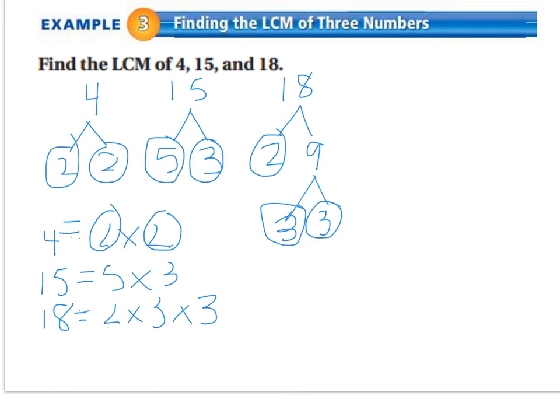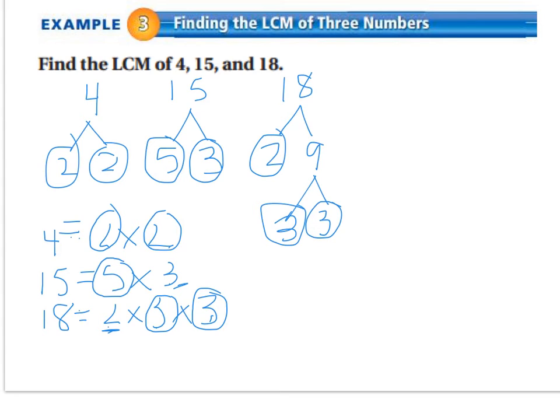And I see there's 1 3 in 15, but there are 2 3's in 18, so I'll circle the 3's that are in 18. And then there is just 1 5 in 15, so I need to circle that one. The extra 3 here and the extra 2 here do not get included because I've already done the 2's and the 3's where they occurred most often.